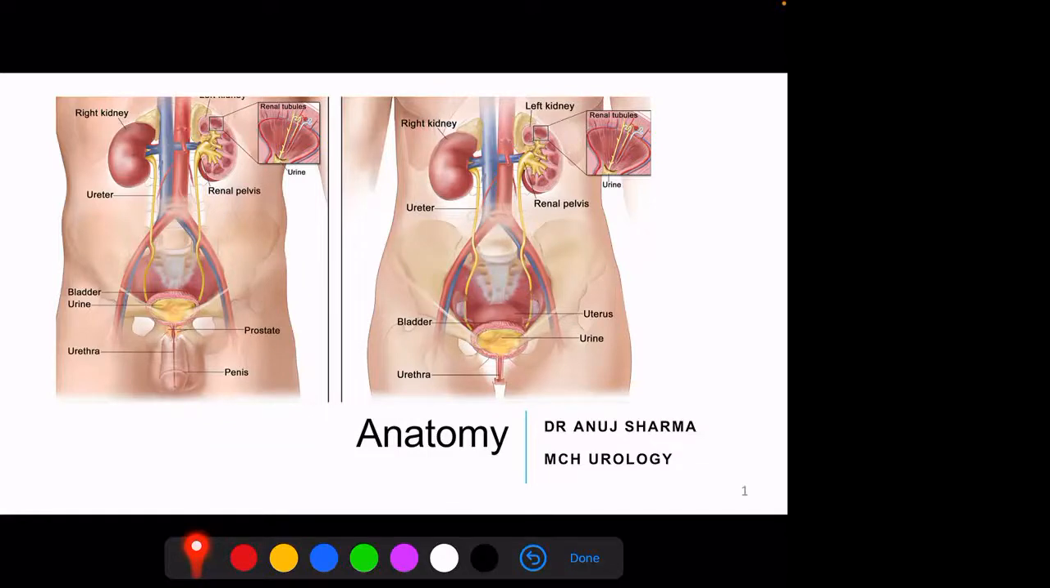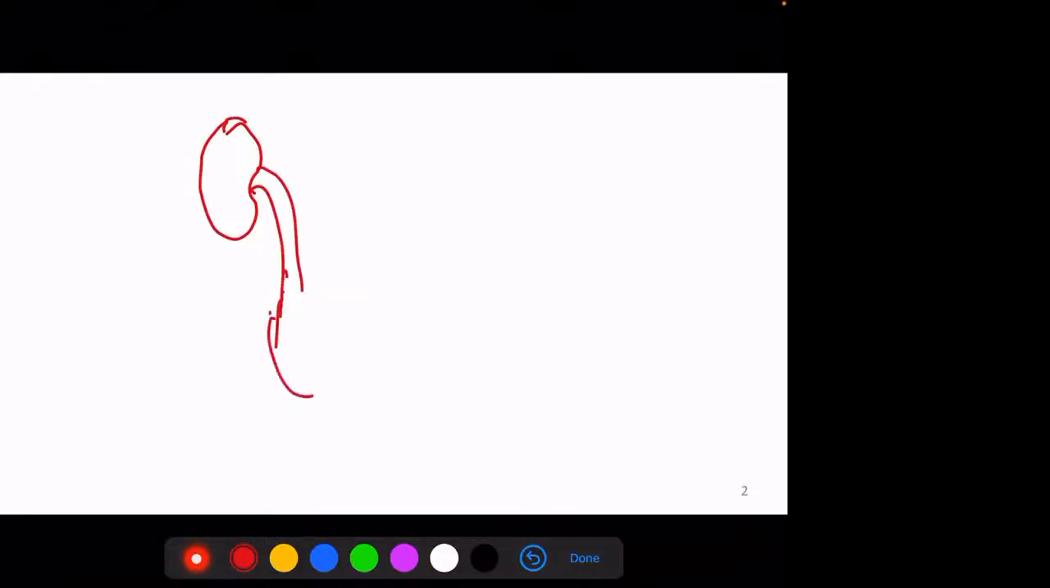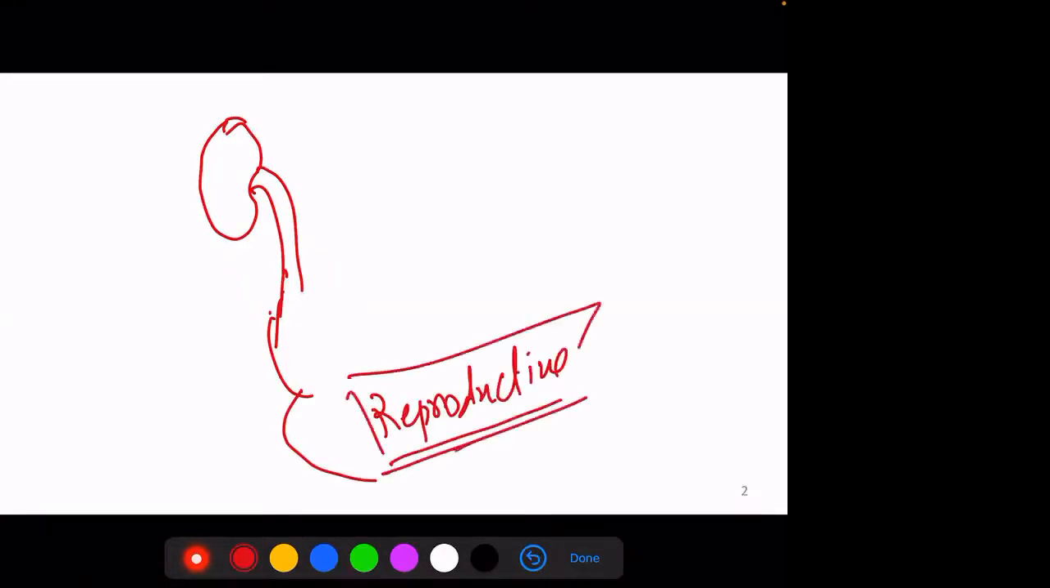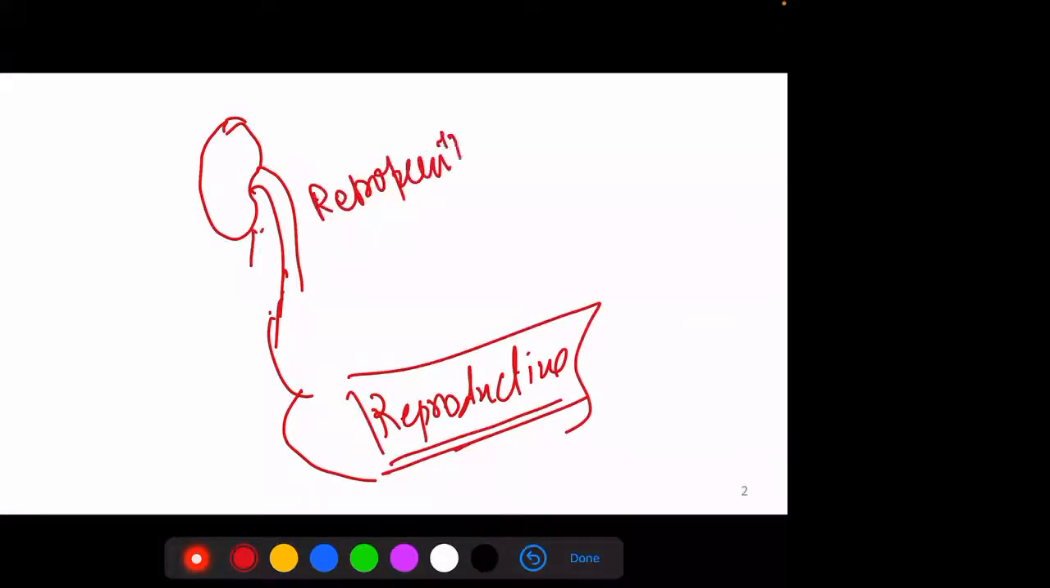Okay, so don't think anything is beyond your scope. Whatever we learn in the next 2 hours is all about the important MCQs. In this class we are mainly dealing with the kidney. Then we go down to the ureters, then the bladder, and then the main part of the reproductive system. And also the retroperitoneum, which is important for you as a general surgeon also.